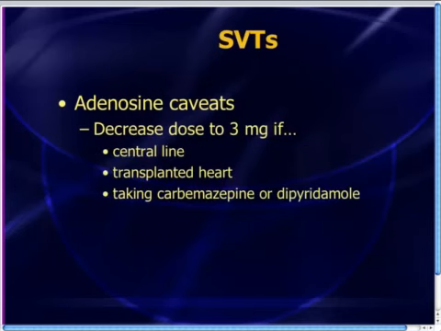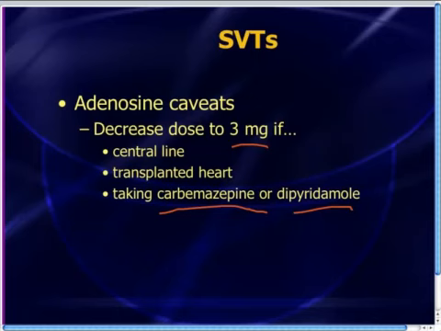You can usually start with 6 milligrams of adenosine with your first dose. If that doesn't work, go to 12 milligrams and repeat at 12 milligrams. But if the patient has a central line or a heart transplant, or if they're on carbamazepine or dipyridamole, you can start with 3 milligrams instead of 6 milligrams. It's perfectly reasonable, and if that doesn't work, then you double it to 6.